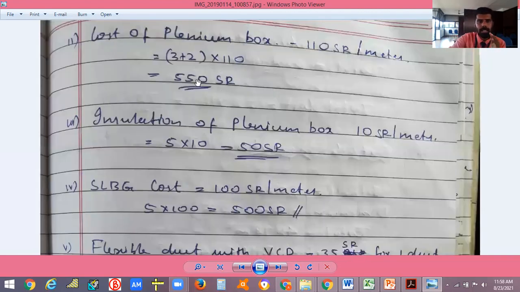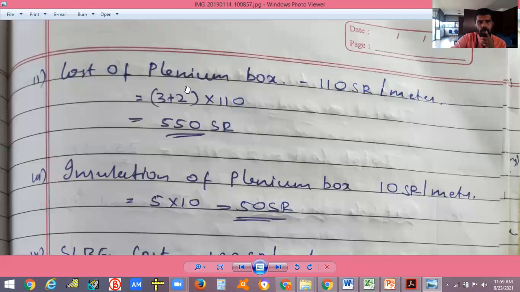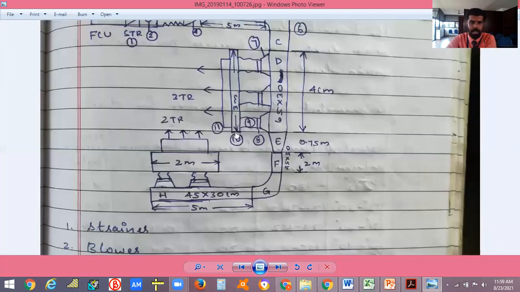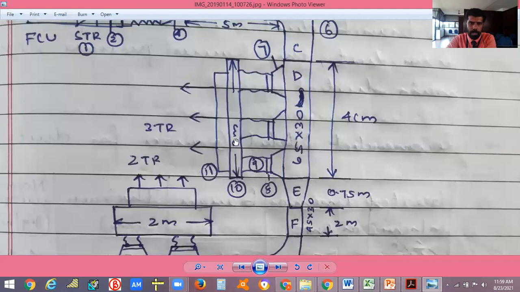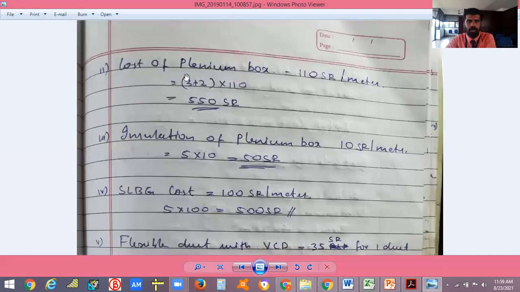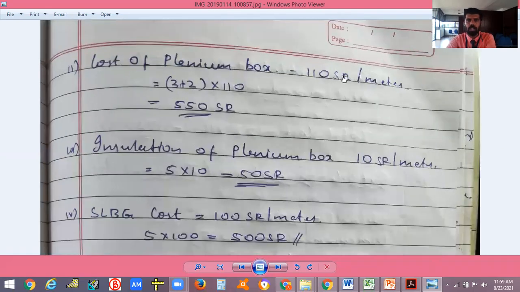Cost of plenum box. So what is plenum box? Cost of plenum box is 110 Saudi Riyal per meter. So what is the length of the plenum box? It is written here, plenum box. Which is plenum box? The 10th one is the plenum box. Its length is 3 meters. Here another plenum box is given, 2 meters. So 3 plus 2, total length is 5 meters. So 5 meters into 110 Saudi Riyal, 550 is the cost of plenum box.